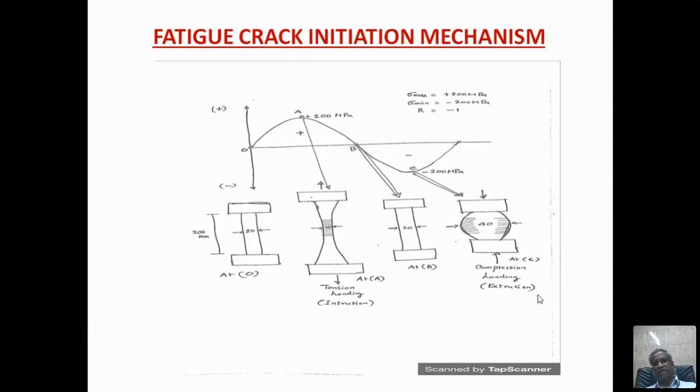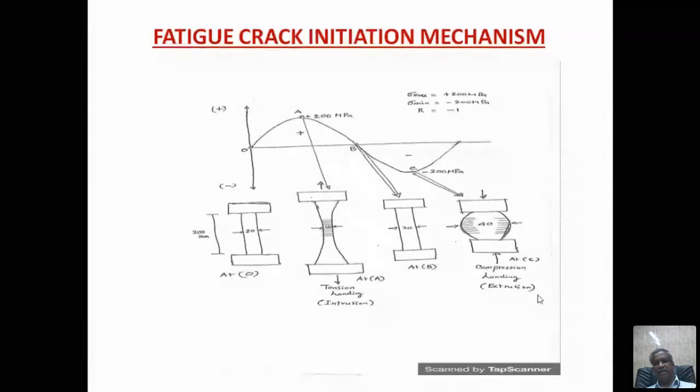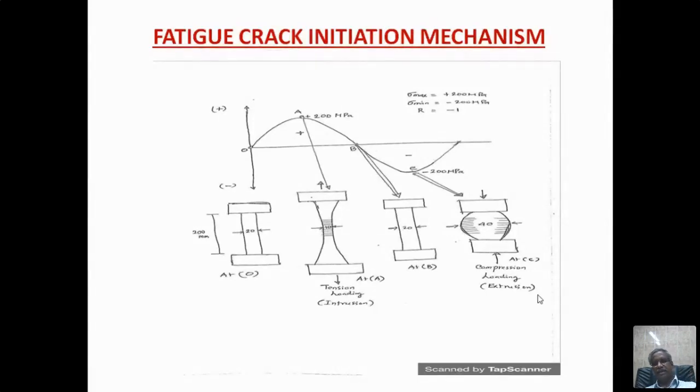Now what happens after reaching maximum stress, when the stress comes down to zero, point B, from A to B? At B the stress is zero, and the specimen comes back to its original dimensions, 20 mm diameter and 200 mm length. That was maintained because we are applying stress only below the yield strength, so there is no permanent deformation here, only temporary deformation.